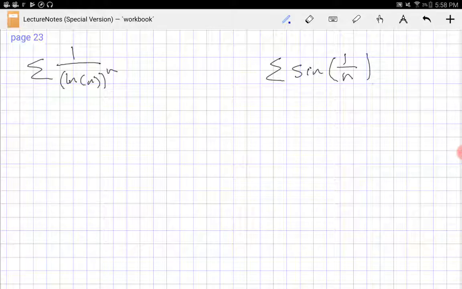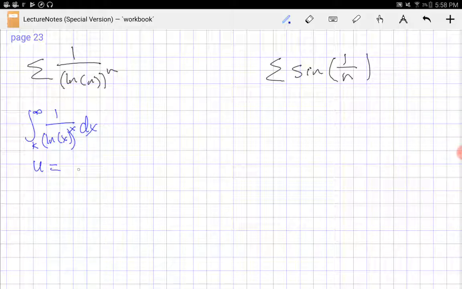So in this video, we're going to continue to evaluate whether a series converges or diverges. In this one, we have 1 over ln n to the power of n. Again, every time we have a ln n, we're going to apply the integral test and say that the integral of 1 over ln of x to the power of x from some constant to infinity dx.